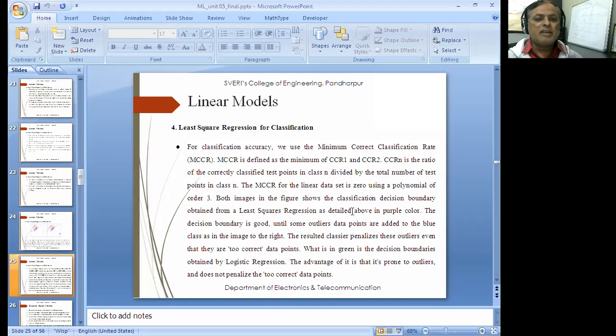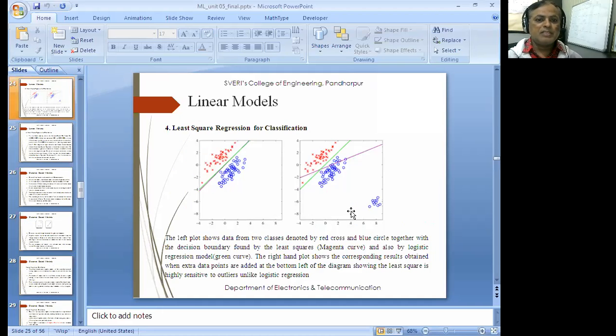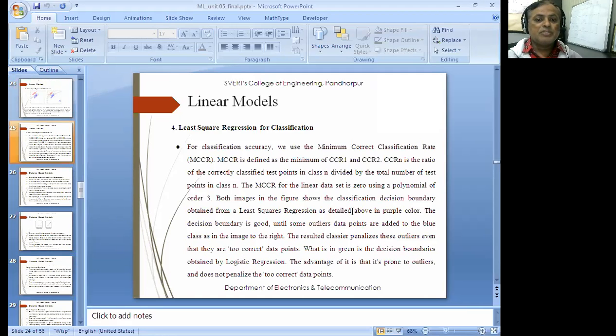The MCCR for the linear data set is 0 using a polynomial of order 3. Both the images in the figure show the classification decision boundary obtained from least square regression as detailed above in the purple color. So you can see this is the purple color which we are seeing here. The decision boundary is good until some outlier data points are added to the blue class, as in the image to the right. The resulting classifier penalizes this outlier even though there are two correct data points. What is in green is the decision boundary obtained by logistic regression. The advantage of it is that it is not prone to the outliers and does not penalize two correct data points.